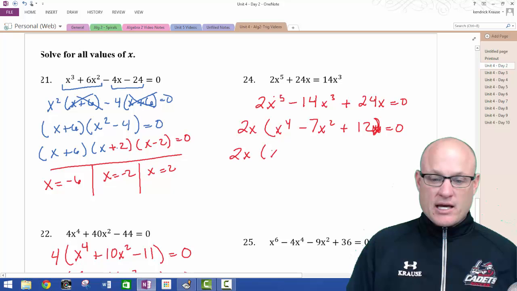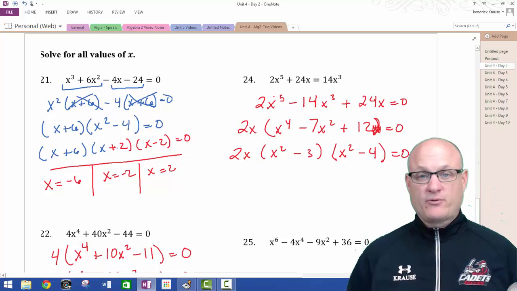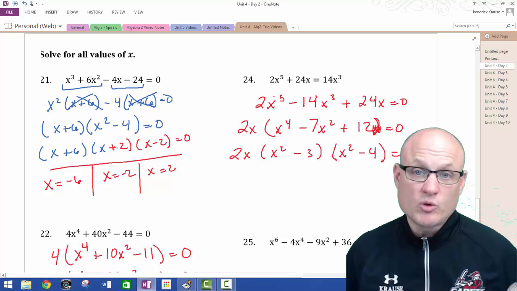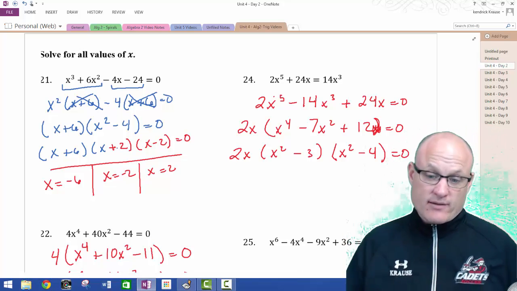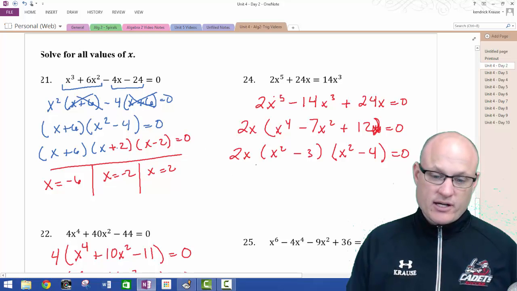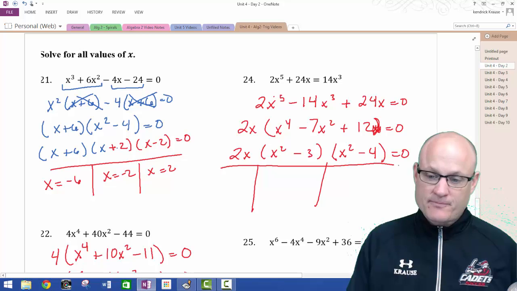2x. X squared minus 3. X squared minus 4. Now again, I could take that x squared minus 4 and write it as x plus 2, x minus 2, and get 2 answers. Or I could just realize that's going to generate 2 answers. Now this one's got some strange answers. I think I got 5 answers coming. I get the answer x equals 0.